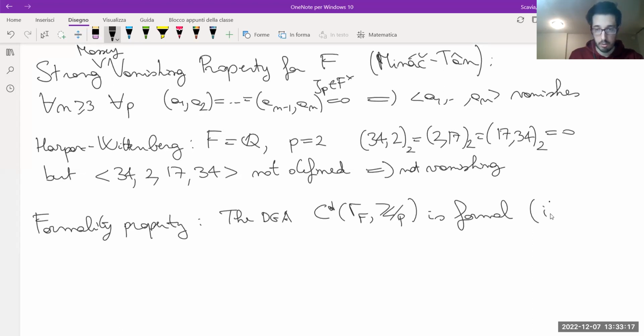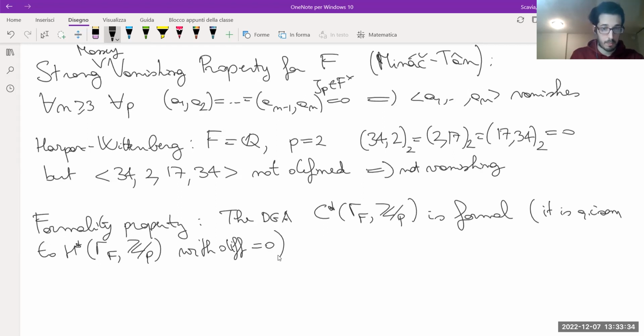So the DGA of cochains is formal, meaning that it is quasi-isomorphic to its cohomology algebra with zero differential. If a DGA is formal, then in this sense it's quasi-isomorphic to the cohomology algebra with the differential equal to zero. Then all Massey products for any n at least three are automatically defined and they all vanish. Very simple observation.